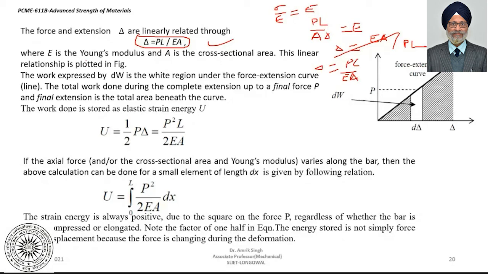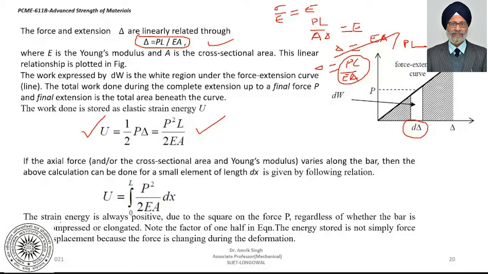So this is the delta you have taken, where E is the Young's modulus of elasticity. The strain energy will be given by half P into delta, and you can put the value of delta here. You will get this value, P square L upon 2 E A. If the axial force varies along the bar, the calculation can be done using this formula, the integral from 0 to L of P square upon 2 E A.